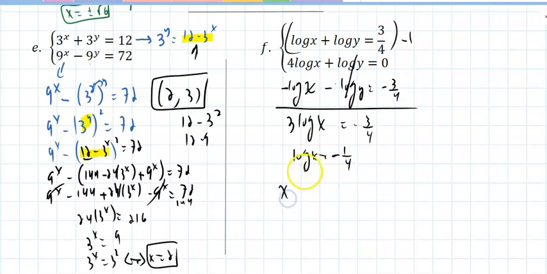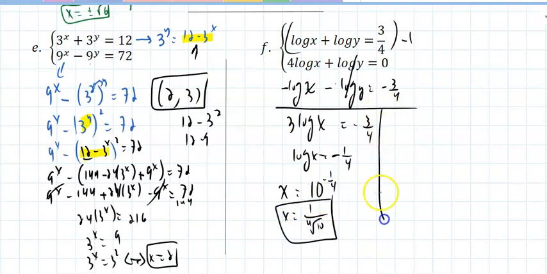And x would be, the base of this log is a 10. That would be 10 to the negative 1/4. Or x would be 1 over 10, 10th root, 4th root of 10. Oh boy, I got them backwards. The 4th root of 10.